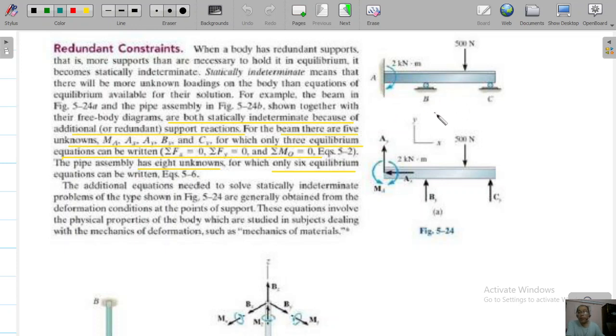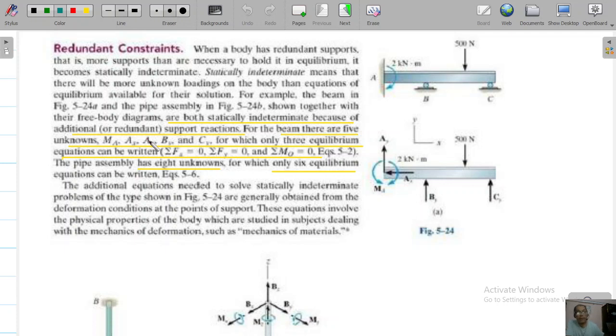So there are 5 reactions because of the supports, and you know the equations of equilibrium. Under this scenario, you have 3 equations of equilibrium. So this makes it a statically indeterminate case. You cannot solve this kind of scenario. In statics, you cannot solve it. Statically indeterminate means that there will be more unknown loadings on the body than the equations of equilibrium available for their solution.